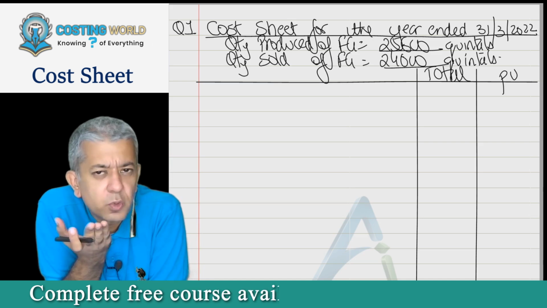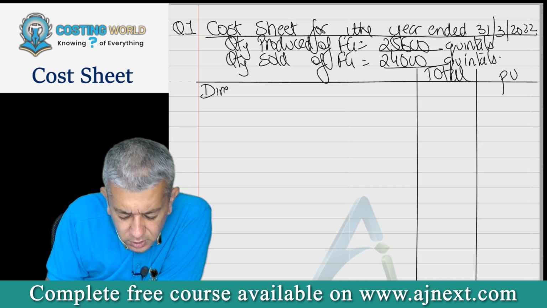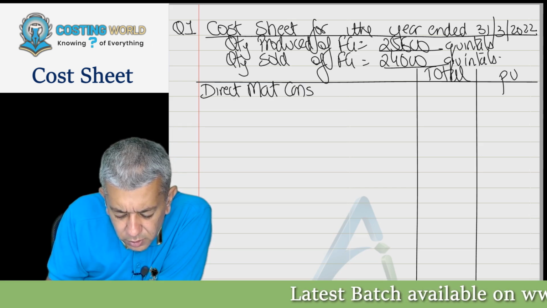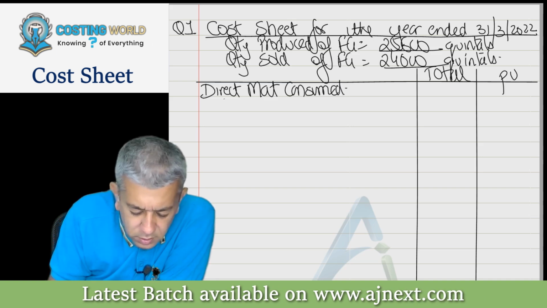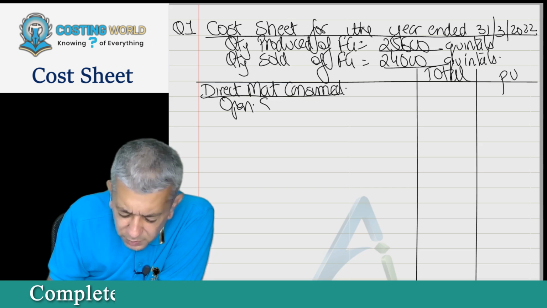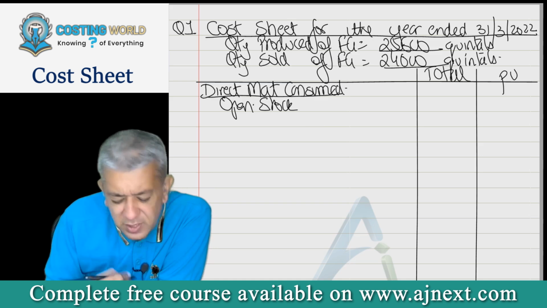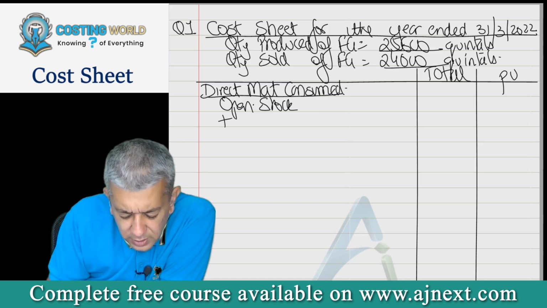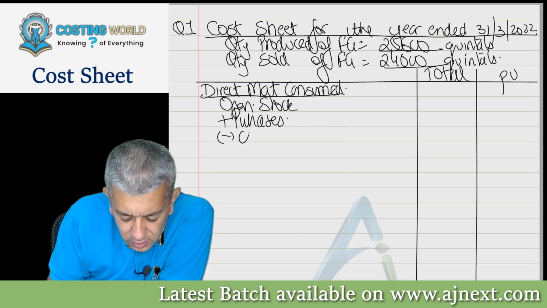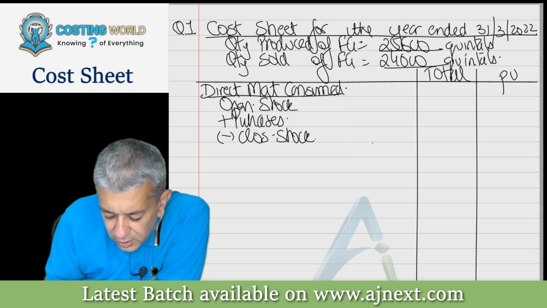Now see. We start off with the usual format of a cost sheet. So the first thing that comes in your cost sheet is nothing but direct material consumed. Direct material consumed means raw material consumed. That is opening stock, obviously of material only. Add purchases, obviously of material only. Less closing stock, of course, of material only.